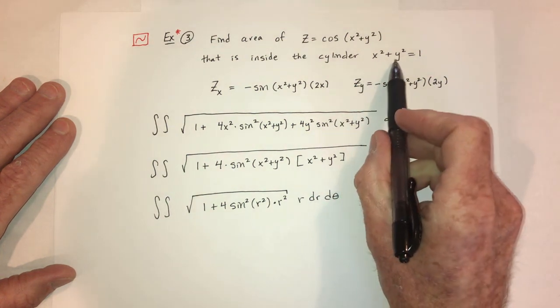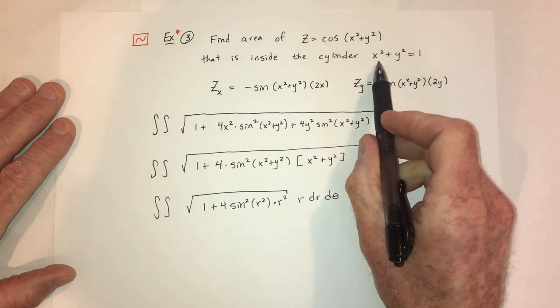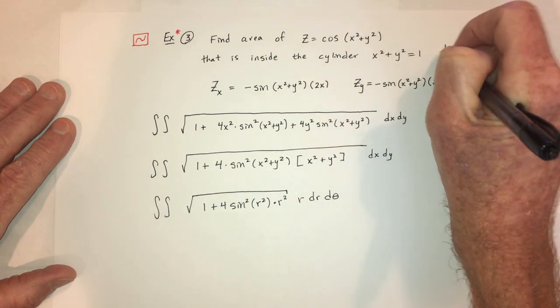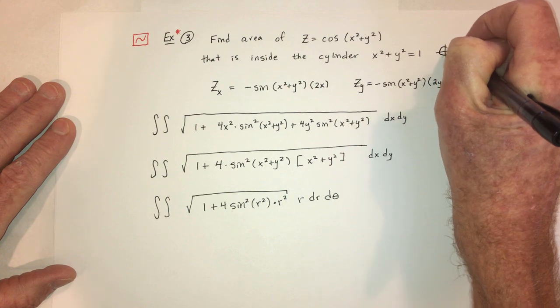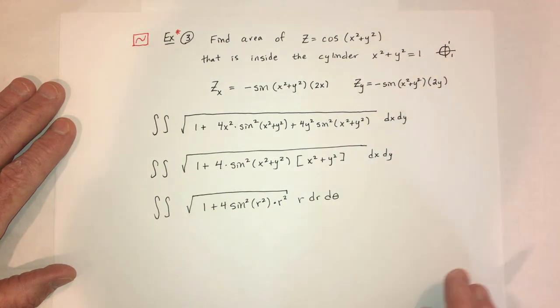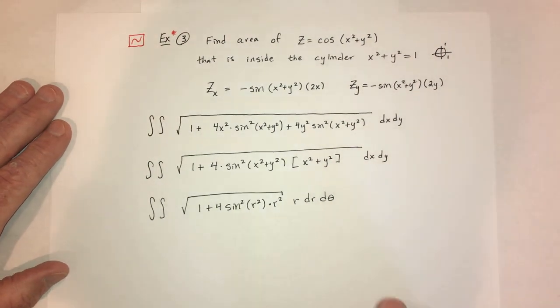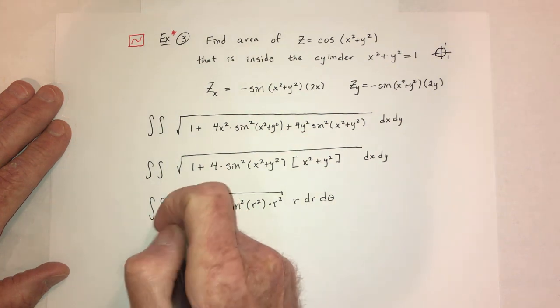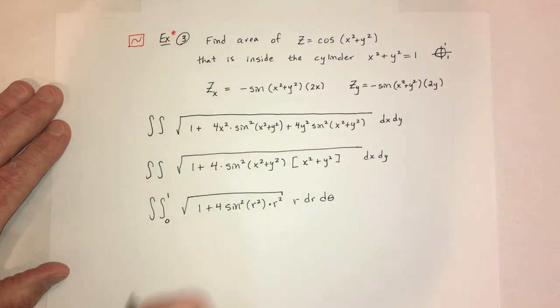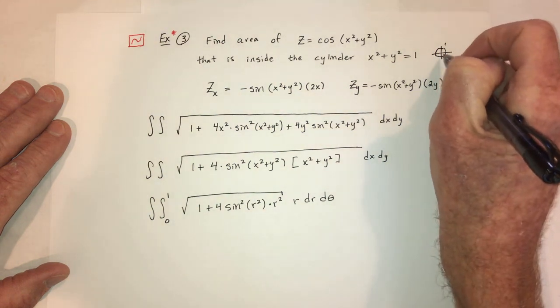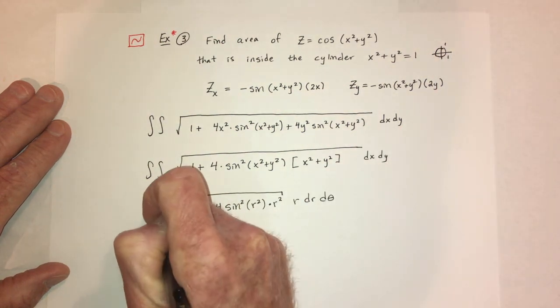And now this is a circle of radius 1. So that means that r is going to range from 0 to 1. And then in order to get the whole circle, the theta will have to range from 0 to 2 pi.